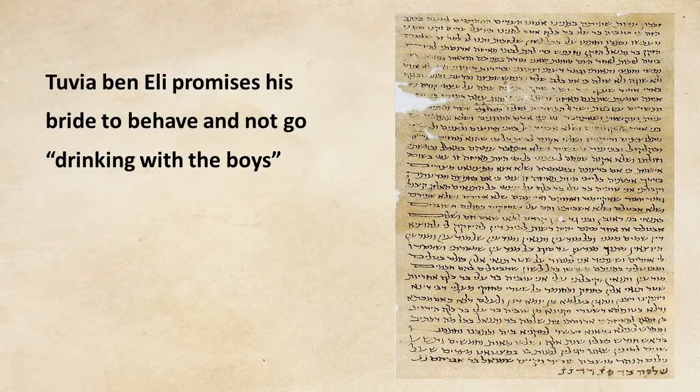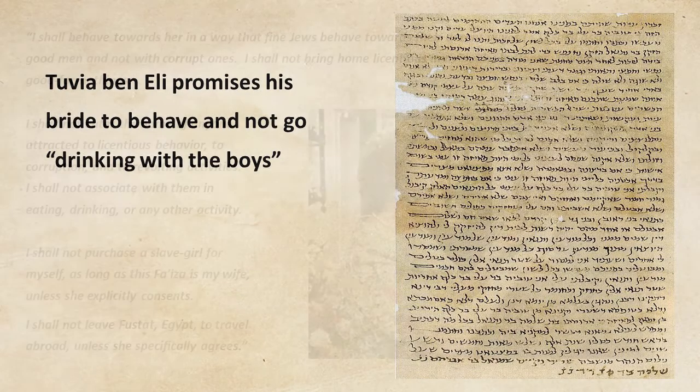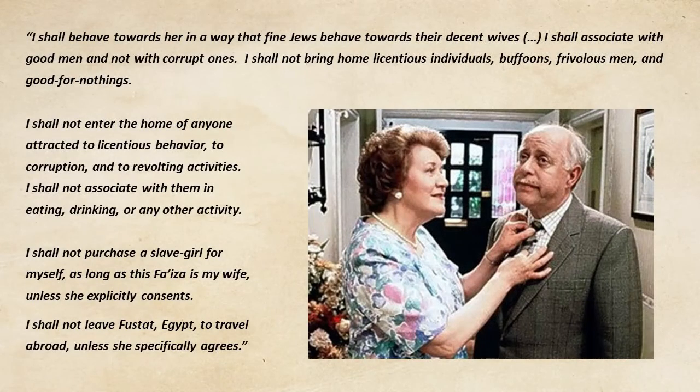Yes, Alex. Tuvia ben Ali promises his bride to behave and not to go drinking with the boys. So he's writing a letter here in which he's proposing, and she says, but I have conditions. You haven't always behaved well. This is a whole long letter that he will behave. This will be your last slide, Alex. So that's very, very funny. I think it's interesting because it gives us a real slice of life.